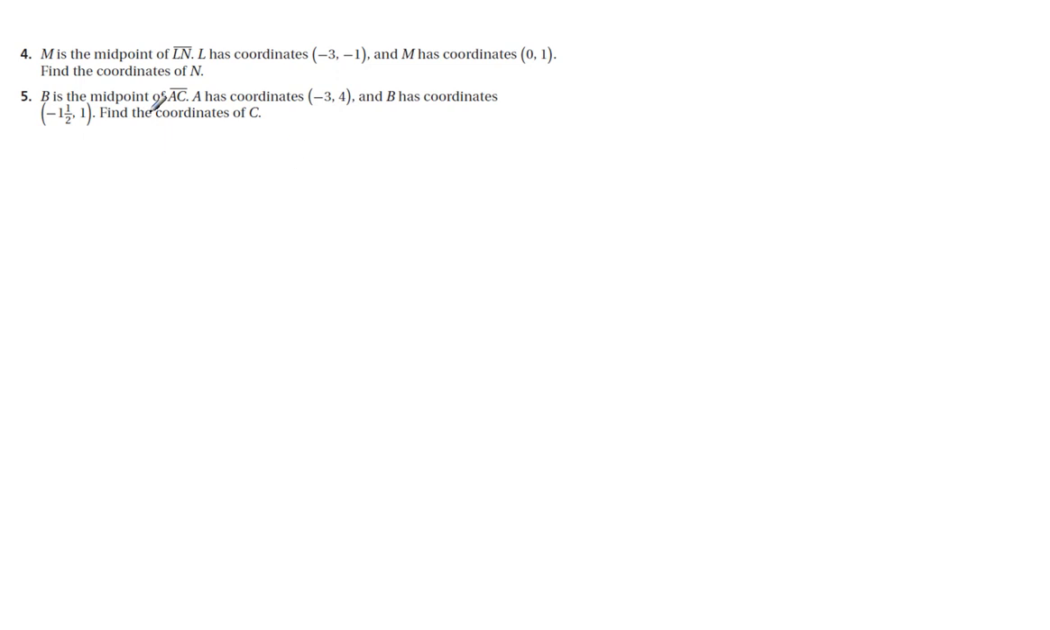So B is the midpoint of AC. A has coordinates of -3, 4. B, which is our midpoint, is at -1.5, 1. So we can assume probably it's our missing point. This is A, B, C, so it should be down somewhere in quadrant 4. Let's try it out. So negative, and I'm not going to write a mixed number, I'm going to say -1.5, 1.